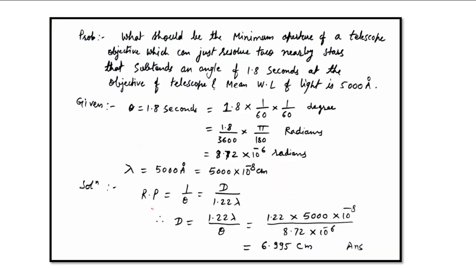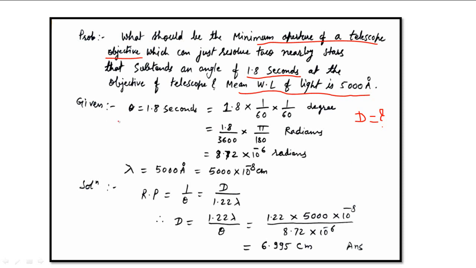Now let us take one problem on this resolving power of a telescope. What should be the minimum aperture of a telescope objective which can just resolve two nearby stars that subtend an angle of 1.8 seconds of an arc at the objective of a telescope? Mean wavelength of light is given, which is 5000 angstrom. You are asked what should be the minimum aperture of the telescope objective. So you have to find out the value of capital D, that is, the diameter of the circular aperture.